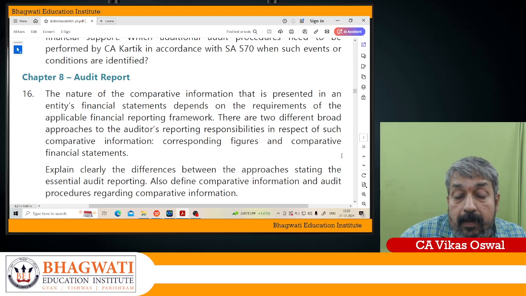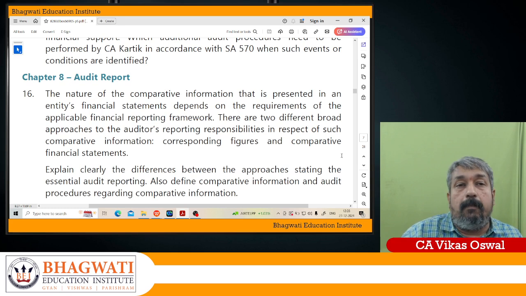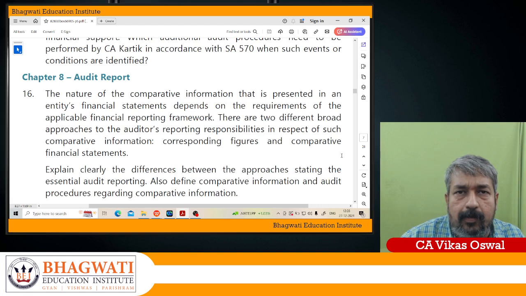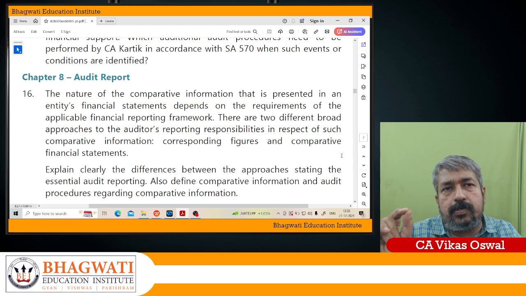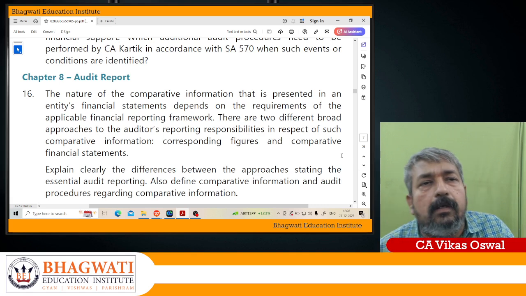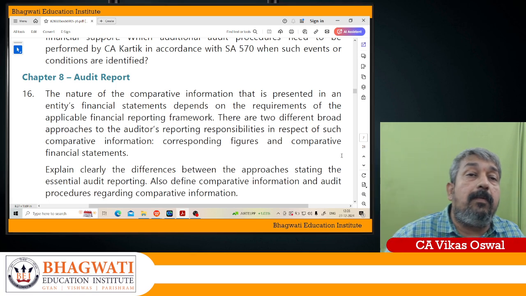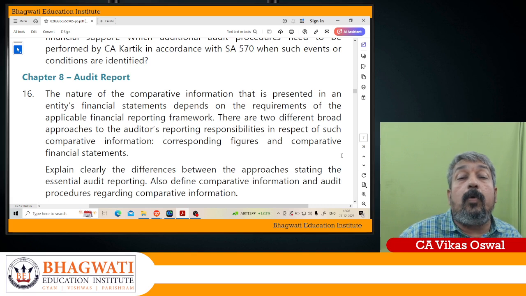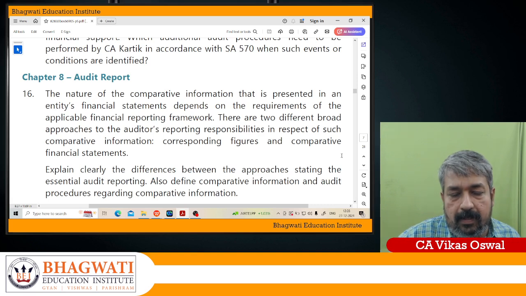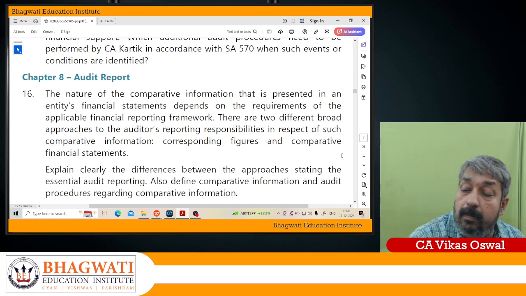Then, what is the next part of the question? They have asked the definition of comparative information. That also I have already told you. It's the amounts and disclosures which are included in the current period financial statement, but which refer to one or more prior periods. The amounts and disclosures related to the prior period.